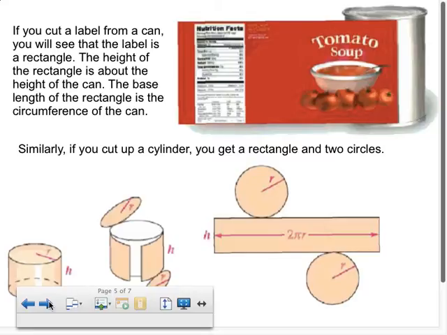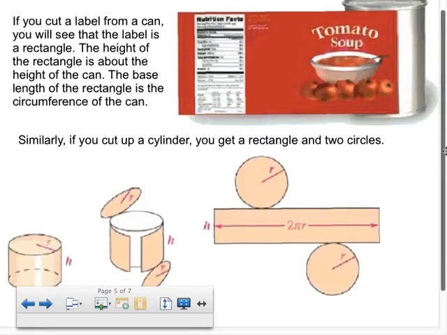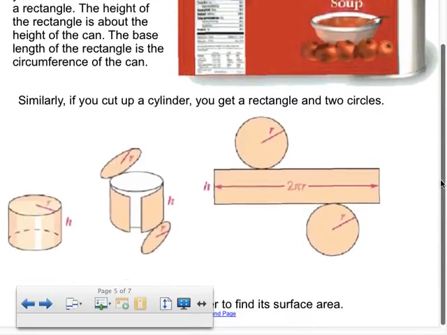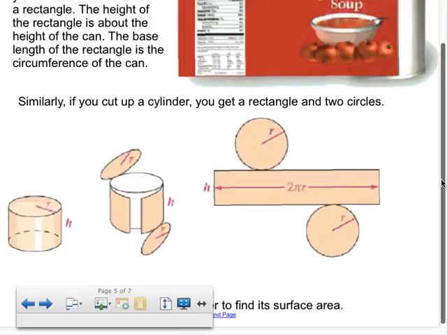All right, if you cut a label from a can, you will see that the label is a rectangle. Have you guys ever turned in soup can labels for fundraisers? If you take the label off of a can and you unroll it, it's a rectangle. And the length of the rectangle is actually the circumference of the circle that makes the bases of the cylinder. Got it? So, here is an example of a net for a can or a net for a cylinder.